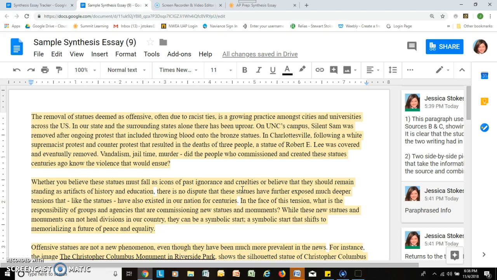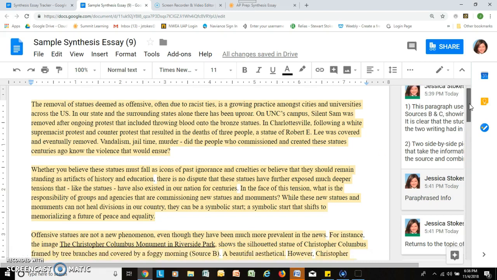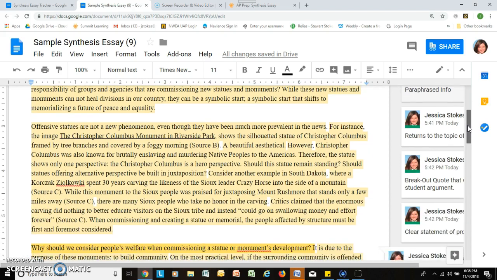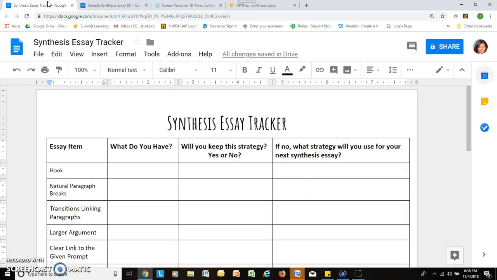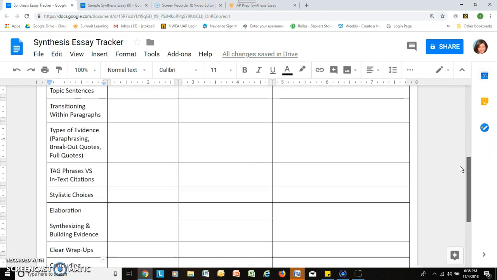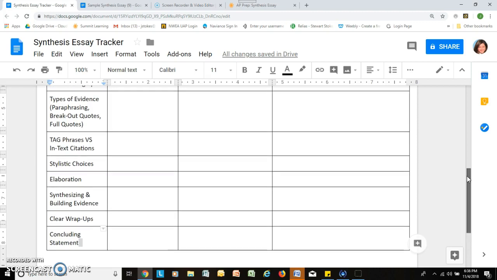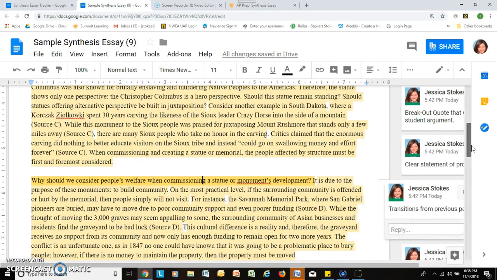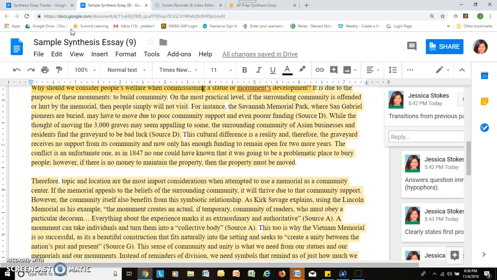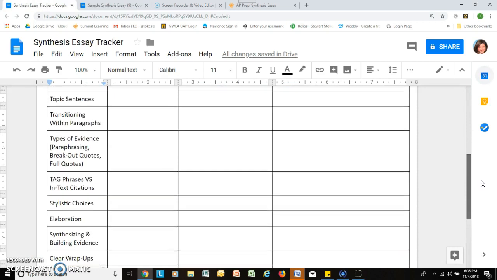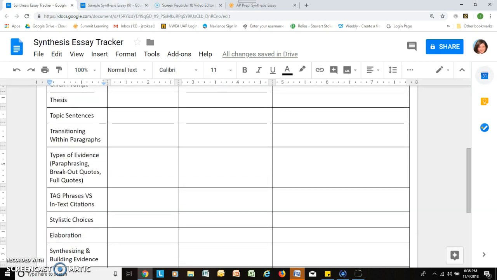In the previous video we went over the hook, background, and thesis, and the first body paragraph, and we made it through almost all of the elements of our tracker except for the concluding statement. So in these last two paragraphs of the essay, we're just going to be seeing the student reusing these good tools and tactics that we've already discussed.